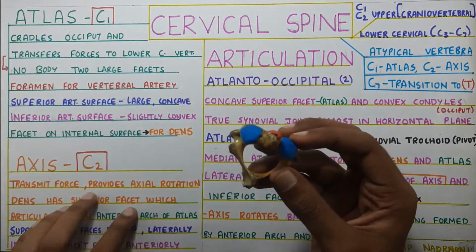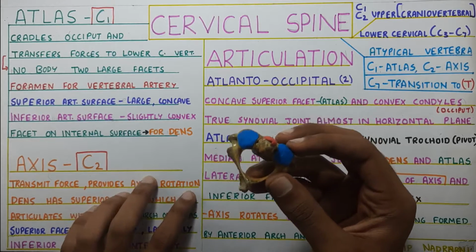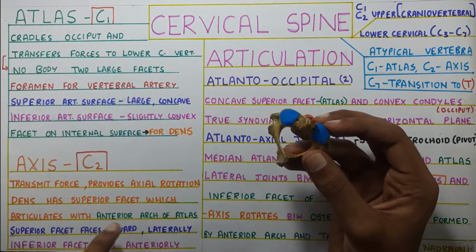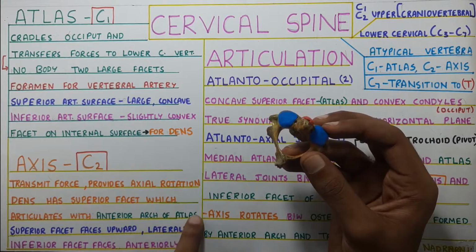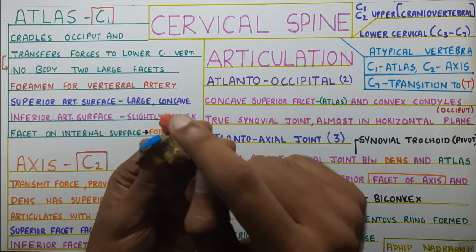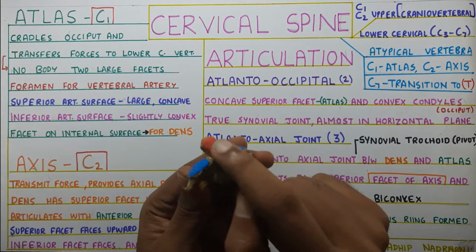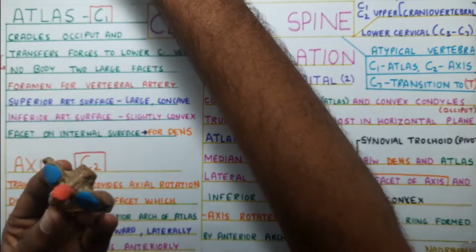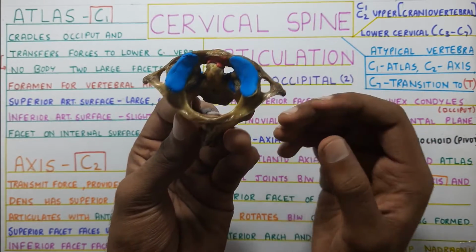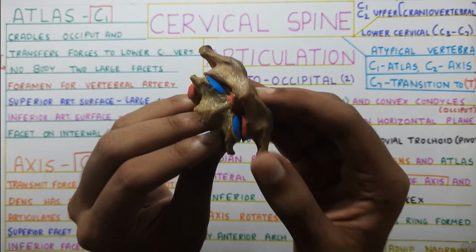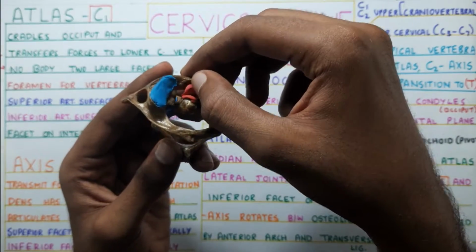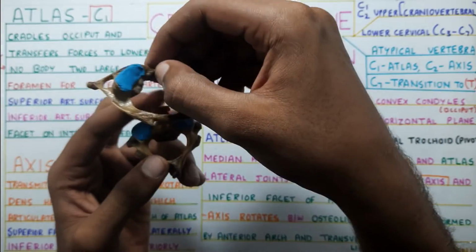The dens transmits forces and provides axial rotation. The rotation is provided by your axis at the cervical spine, and the dens has a superior facet which articulates with the anterior arch of the atlas. Okay, now this is the dens, and this part is the superior articulating facet that I was talking about. Now this one will nicely articulate with your atlas. If you can see properly, this is how it articulates right at the anterior arch of the atlas, right? So this is where your dens articulates with the atlas.